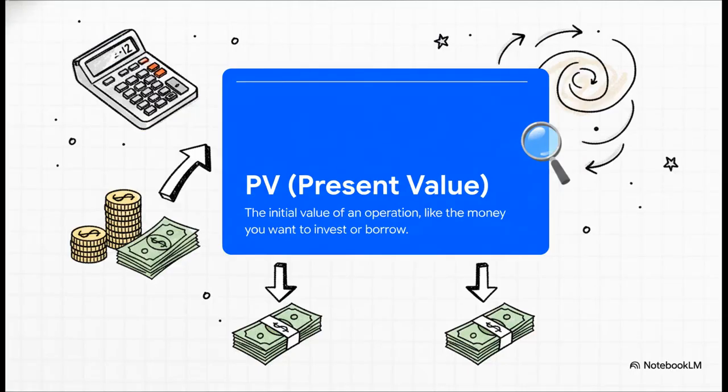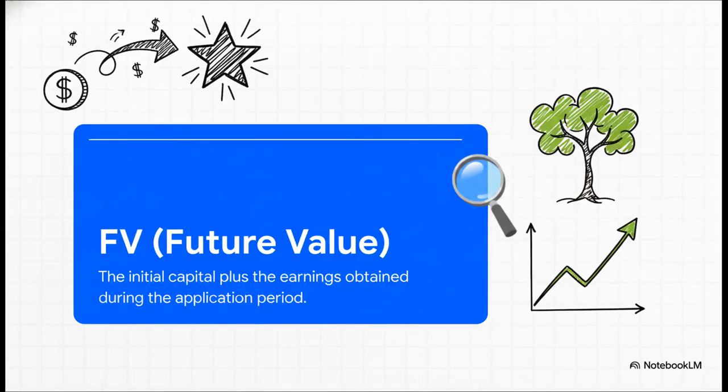First up, we have PV, which stands for present value. Just think of this as your starting line. It's the chunk of money you have right now. You know, the cash you're ready to put to work, or the amount of that loan you're about to take out. That's it. Simple. Okay, so next is FV, or future value. And if PV is the start, well, FV is the finish line. It's your destination. It's that initial amount, the present value, plus all the interest it's earned along the way. It's what your money is going to grow into.